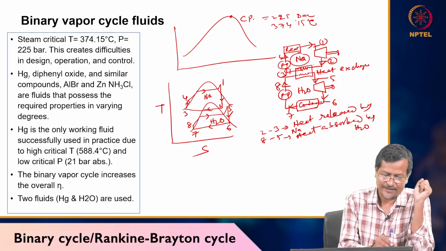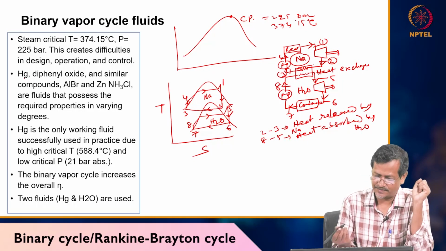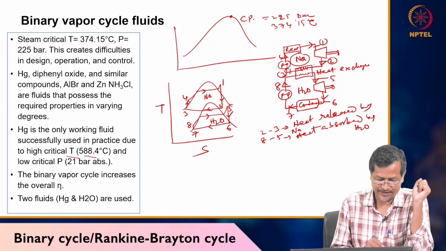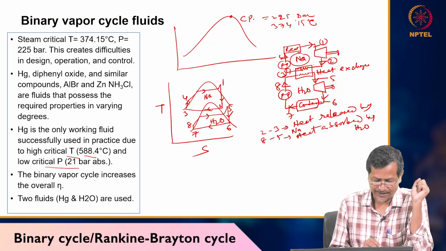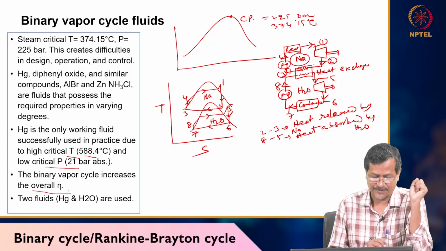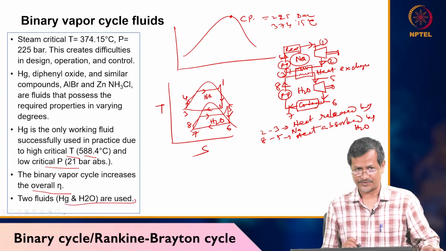Okay, now mercury can be possible, sodium can be possible. Mercury is the only working fluid successfully used practically due to high critical temperature 580 degree and lower critical pressure. The binary vapor cycle increases overall efficiency, eta. Two fluids, mercury and water, are used. Okay, so mercury also can be used. Fine.